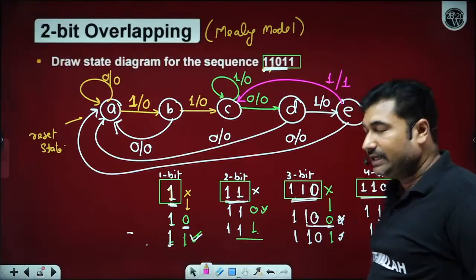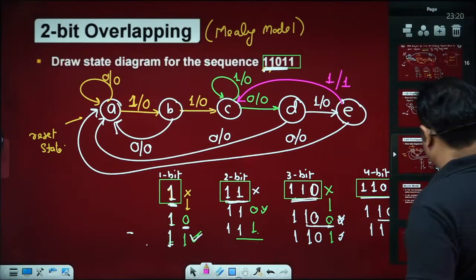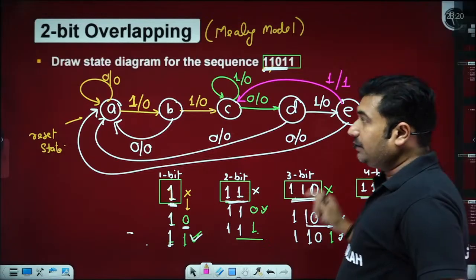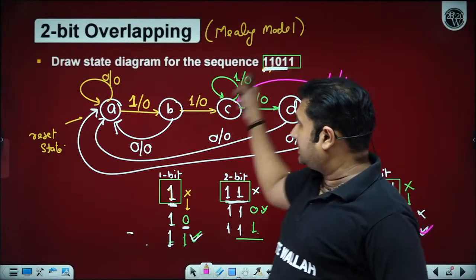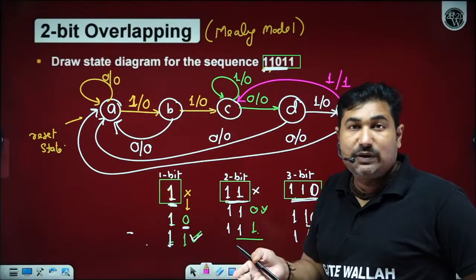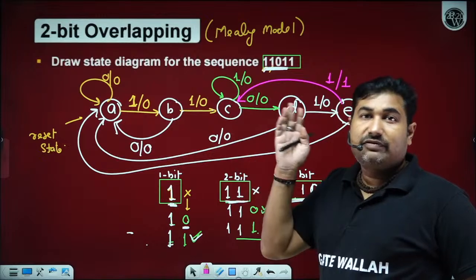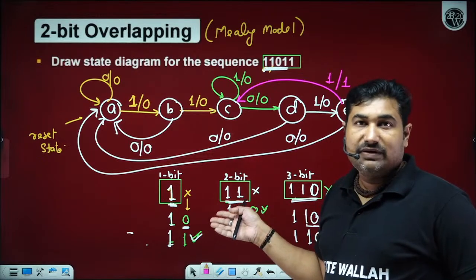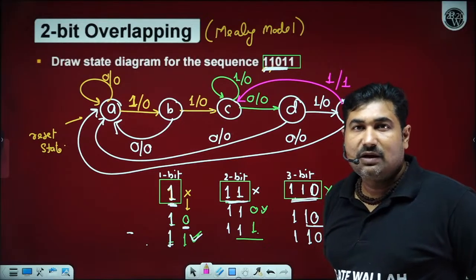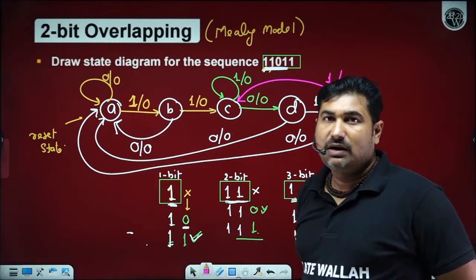Let's try to design one sequence detector. In objective exams, they will give you a state diagram and ask what sequence we are detecting from the state diagram of a state machine or sequence detector shown below, and whether it is a 1 bit overlap, 2 bit overlap or non-overlapping.